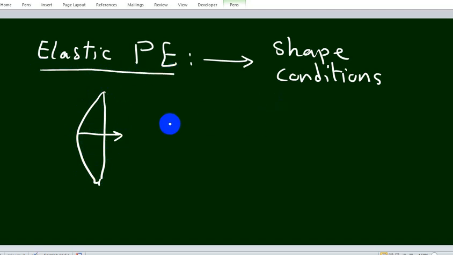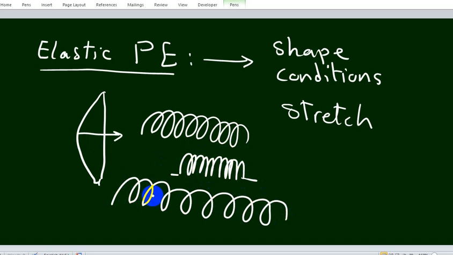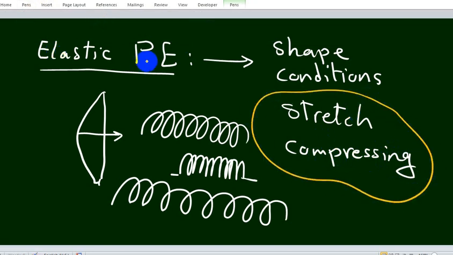So this is a rubber band also. So by stretching, if you have a spring and if you compress this spring and you leave it, it starts to move out. Okay? Or if you also stretch it and leave it, it will start to vibrate. So stretching or compressing an object, the object stores elastic potential energy due to stretching or compressing, like the rubber band, like the spring, and so on.